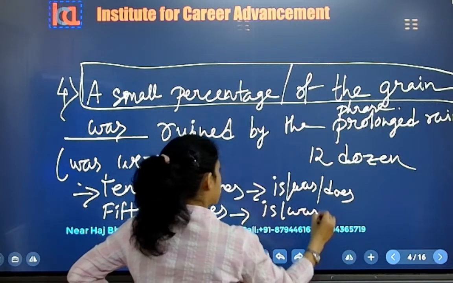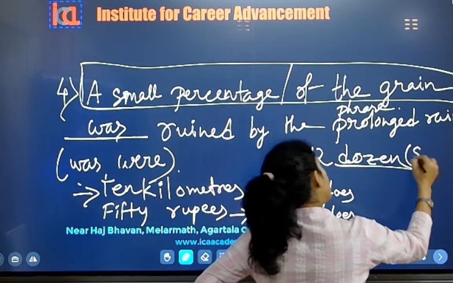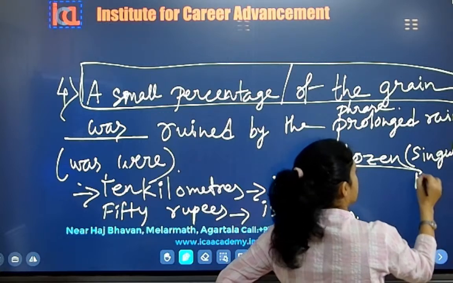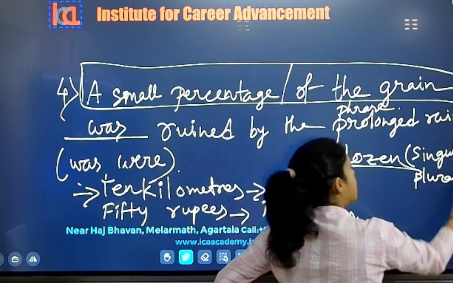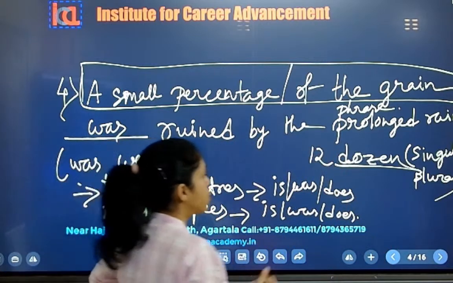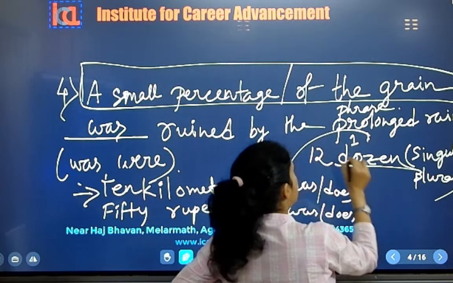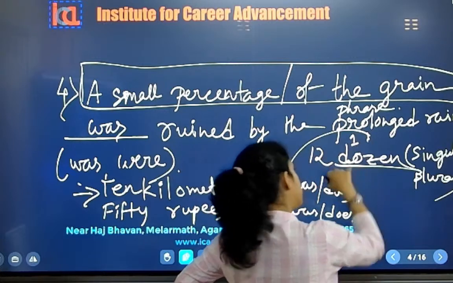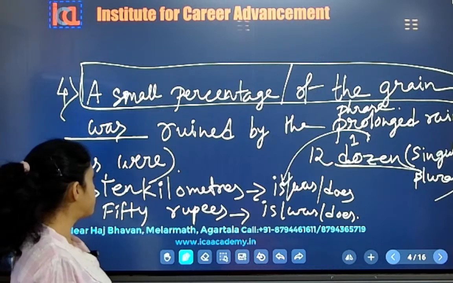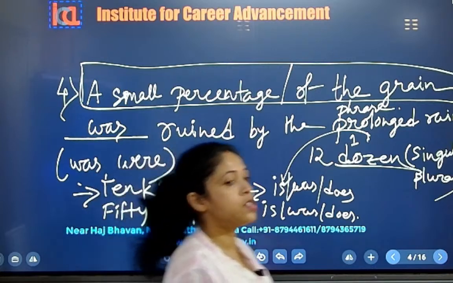Is, was, does. And for dozen, always remember dozen is singular and plural the same. 12 also dozen, 1 also dozen. So singular and plural are the same. So with 1 dozen we will use is, and with 12 dozen also we will use is. Because it's a unit. So for all units we will use a singular verb.